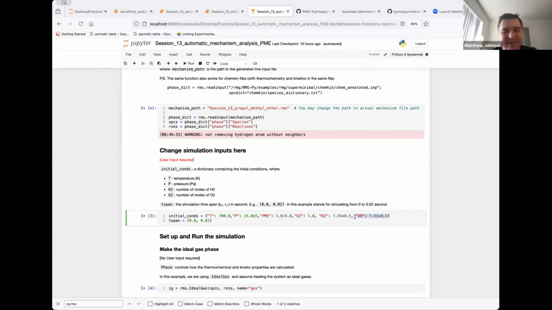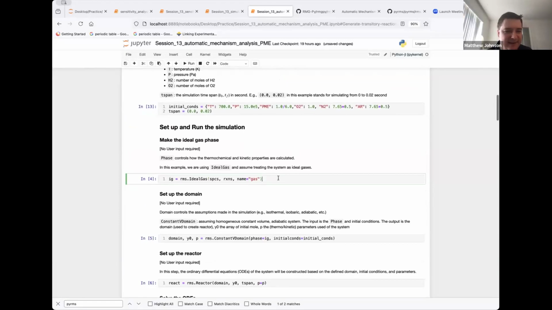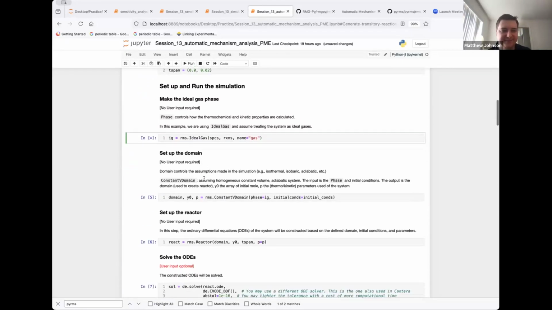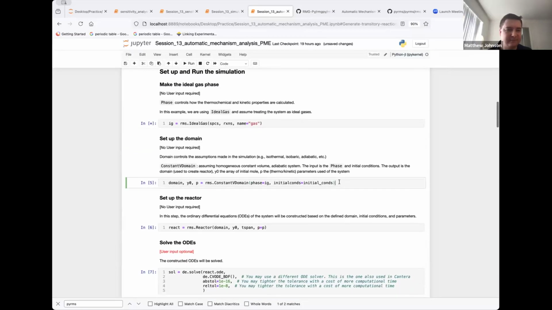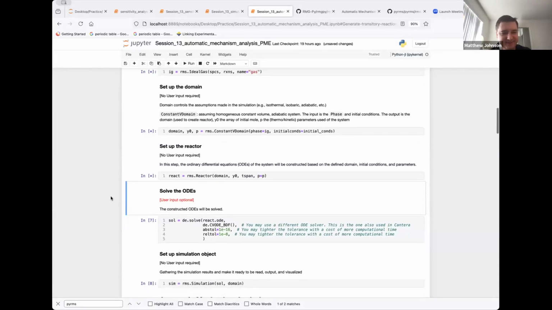Or actually, oh, never mind. Sorry, this is an experimental. This was a specific experiment, I think, where we had argon in there. We build our ideal gas phase here. And then we're going to build our constant volume domain. And our little reactor there around the domain.